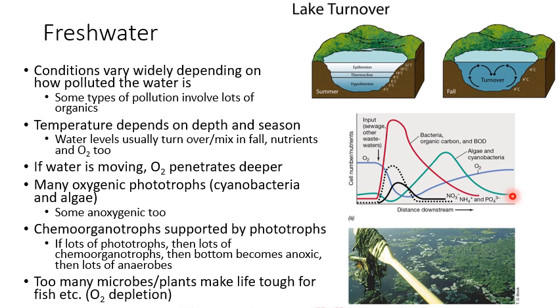Once all these chemoorganotrophs are back to normal, then your oxygen levels are going to be rising back to normal also. But in this area where you had just injected those nutrients into the water, you're going to have a lot of bacteria, not a lot of oxygen, which means probably not a lot of fish. The fish better hope they swim through there fast.